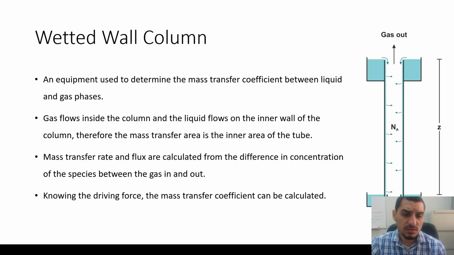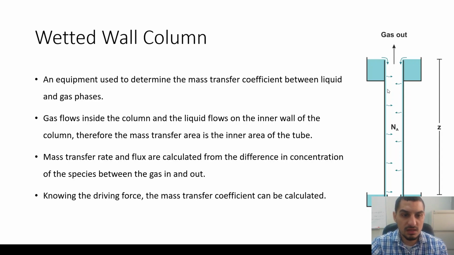And the main function, I'm discussing this to demonstrate the main function of this column. The main function of this column is to measure the mass transfer coefficient. This design is very strange. Why would I have a liquid that flows by the inner walls of a pipe? This is made to make sure that we know the area of mass transfer.